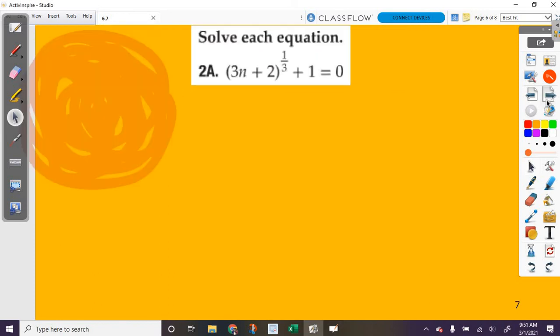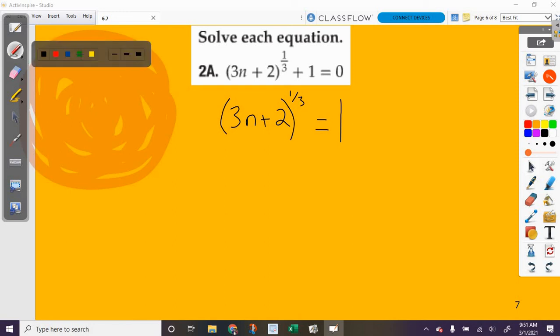Alright, let's look at one last example. This one is with a 1/3 this time, again, like our last one. So remember that we treat our 1/3 just like we would if it was a radical. So we need to get that 1/3 by itself. So I'm going to add 1 to both sides. Then we need to raise both sides to the third power.